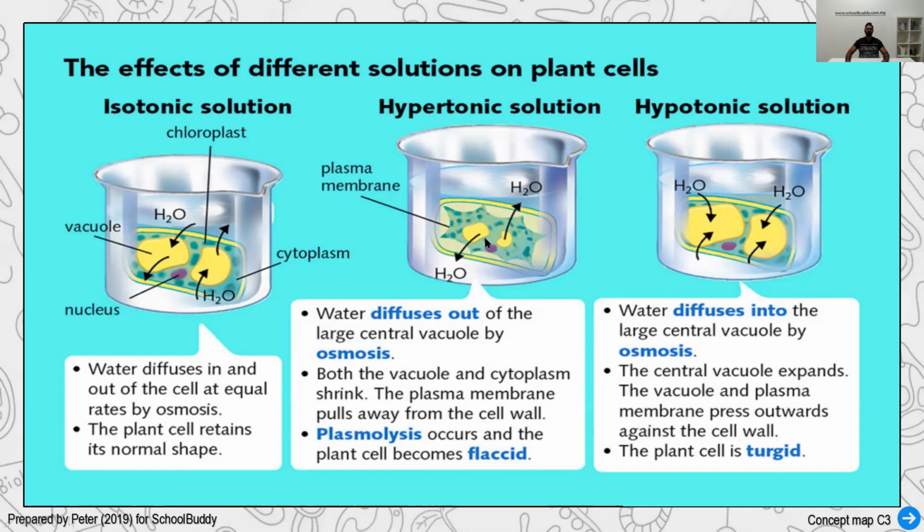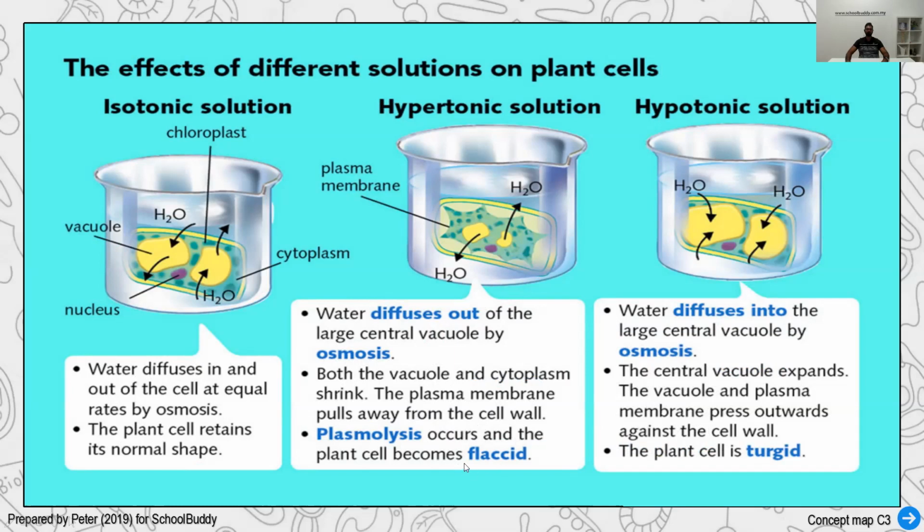But in the case of hypertonic, water is continuously going out by osmosis. Because of the cell wall covering it, the plant cell is not going to shrink like animal cells. The vacuole and the cytoplasm can shrink, and you can see it shrink, but we still have the cell wall protecting it. Because of this, plasmolysis has occurred, and the plant becomes flaccid because too much water is being removed from the plant cell. So basically, it needs water.